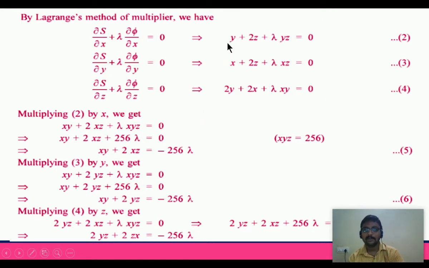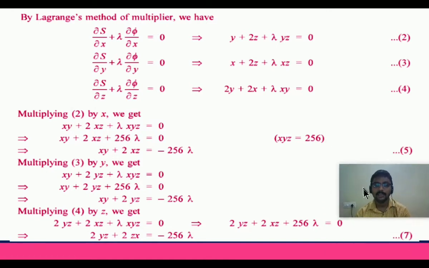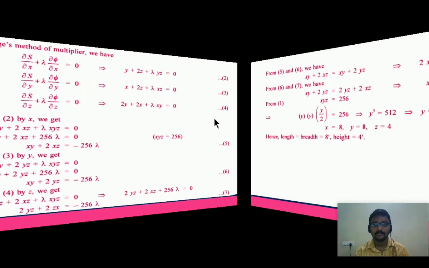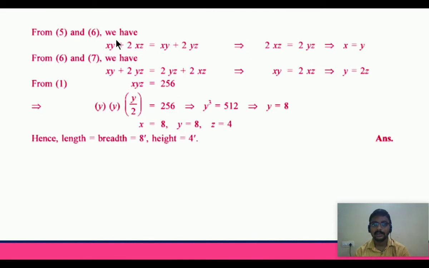Now multiplying equation 2 with x, equation 3 with y, and equation 4 with z, we will have these three equations. Let them be equations 5, 6, and 7 respectively. And we will have a value, that is xyz is 256, from the constraint equation. Now from 5 and 6 we will have a relation between x, y. From 6 and 7 we will have a relation between y and z. Now equating these three, we will have x is y, which is equal to 2z.